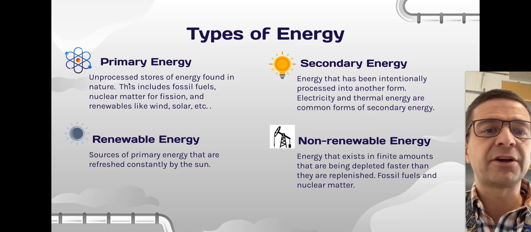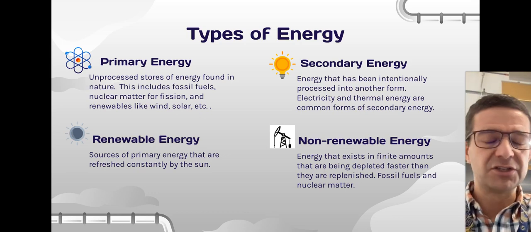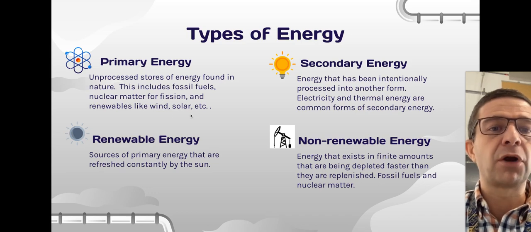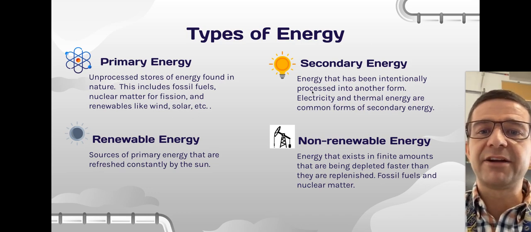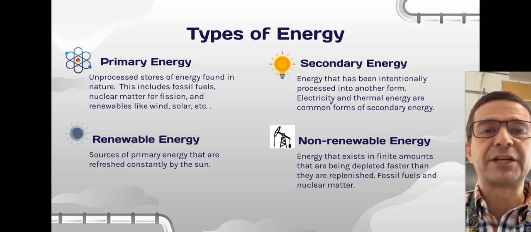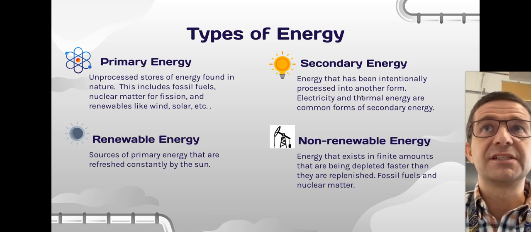Same thing with nuclear matter, or even wind and solar, unless you're going to go and stand out in the wind to cool down or stand in the sun to warm yourself up. These are not directly usable for civilization for the purpose that we need energy. Secondary energy, on the other hand, are the intentionally processed forms of energy, electricity being the primary one that we'll think about. But thermal energy is used in engines like combustion engines to produce motion. So this means that energy has been processed and is intentionally getting ready for use.